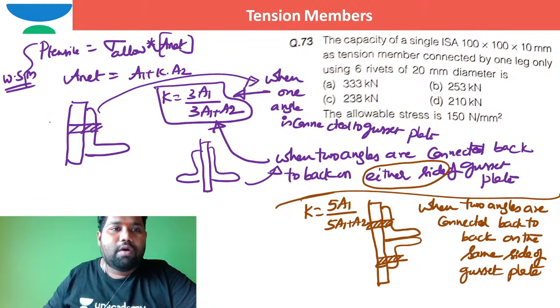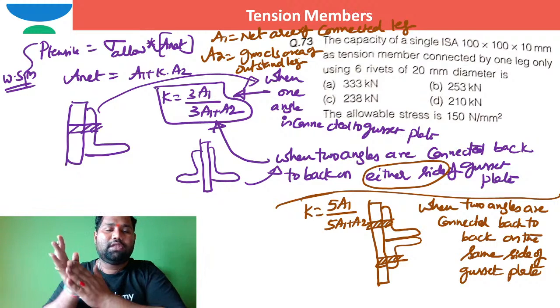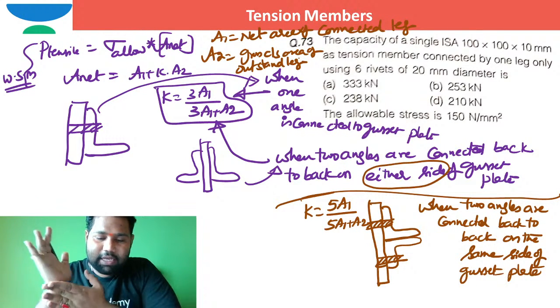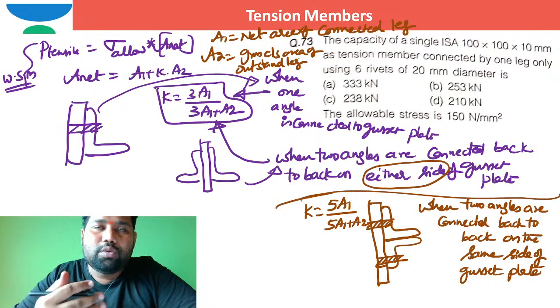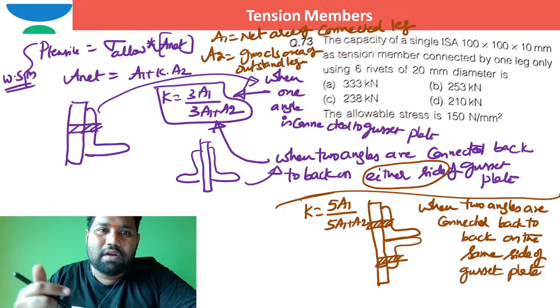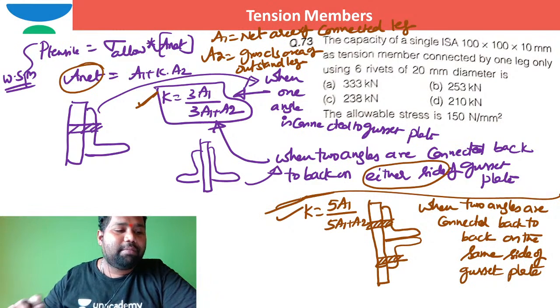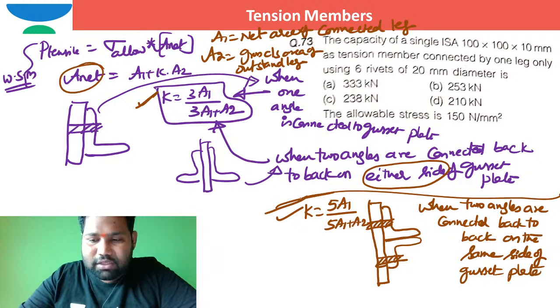5A1 plus A2. What is A1 here? It is the net area of connected leg. What does A2 stand for? Gross cross-sectional area of outstand leg. This is how the codal provisions were mentioned, brother. The same thing we had discussed. So how the single angle or double angles are connected to the gusset plate decides how the value of this K factor to work out the net area will change. The remaining things are one and the same. Shall I move to the next question, brother?